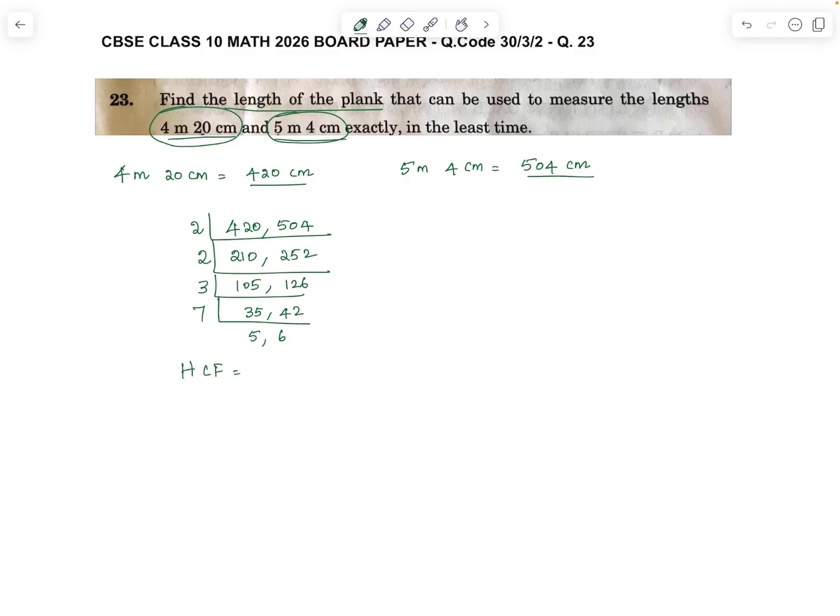So HCF of the two numbers is 2 into 2 into 3 into 7, which is 84. Therefore, the greatest length of the plank that can be used to measure both the lengths exactly is 84 centimeter.